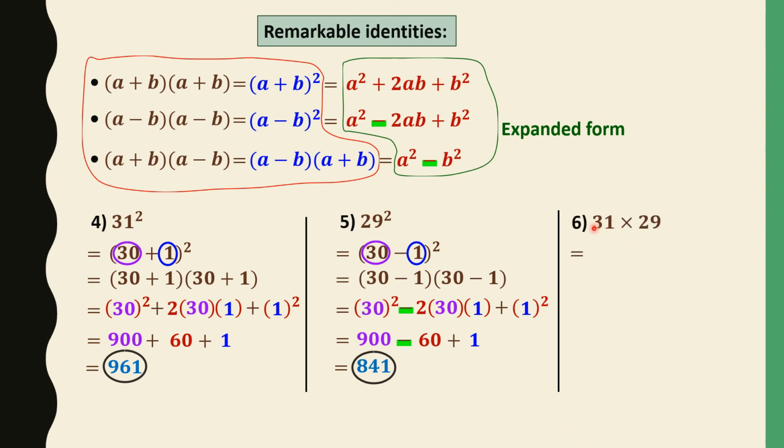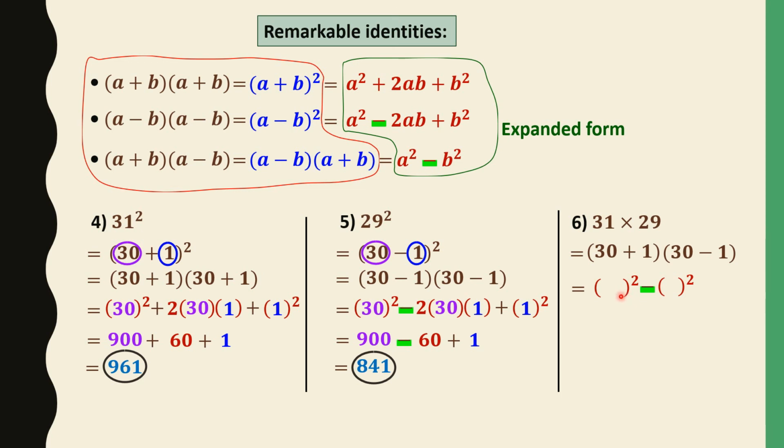And the last example, 31 times 29. Here we notice that 31 is 30 plus 1 and 29 is 30 minus 1. It's similar to the third remarkable identity, a plus b into a minus b. And this is also equal to 30 minus 1 into 30 plus 1. But we don't have to write it. Now let's write the poem. It's a squared minus b squared. It's parenthesis squared minus parenthesis squared.